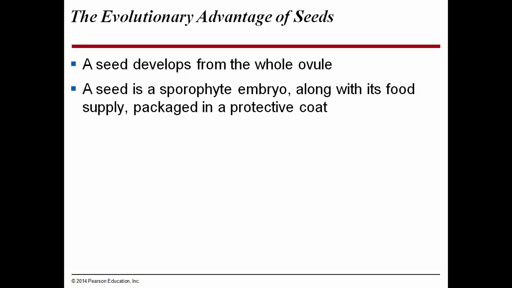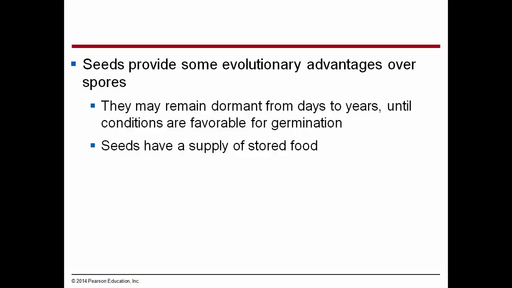A seed develops from the whole ovule. A seed is a sporophyte embryo along with its food packaged in a protective coat. Seeds provide some evolutionary advantages over spores. They may remain dormant from days to years until conditions are favorable for germination. Seeds have a supply of stored food.